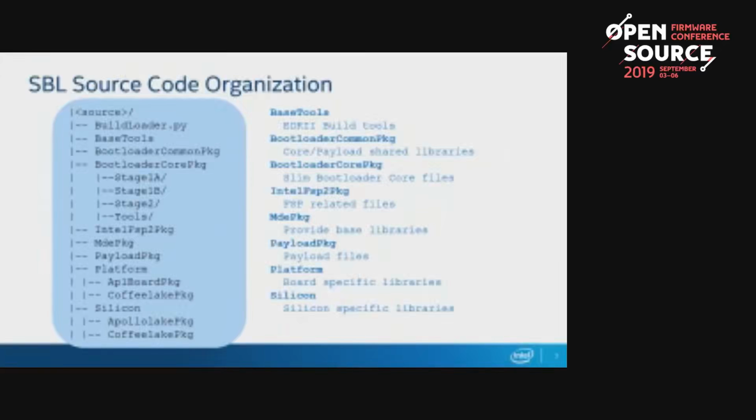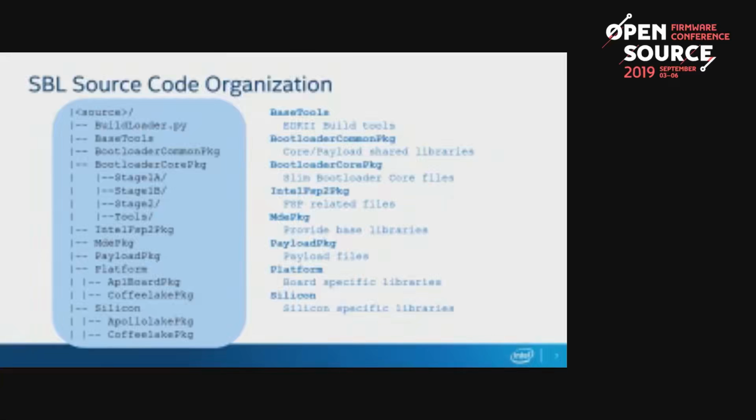As you can see, that's stage 1A, 1B, 2 in the bootloader core packages. Now, just a very brief description of what they do. First is the BuildLoader.py. The BuildLoader Python script is the script that you invoke to build and generate the Slim Bootloader binary. That's the thing that you see here. Base tools is where we leverage some of the tools from the EDK2 build. We leverage highly from them. We don't recreate the same tools.